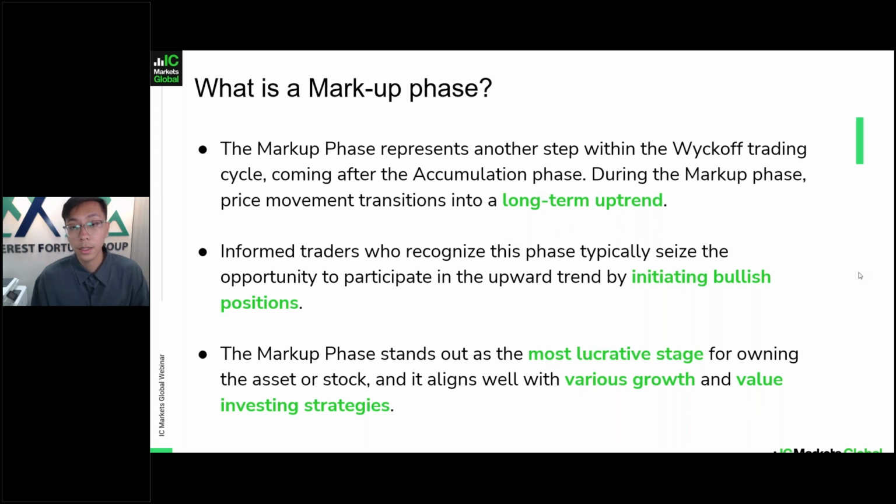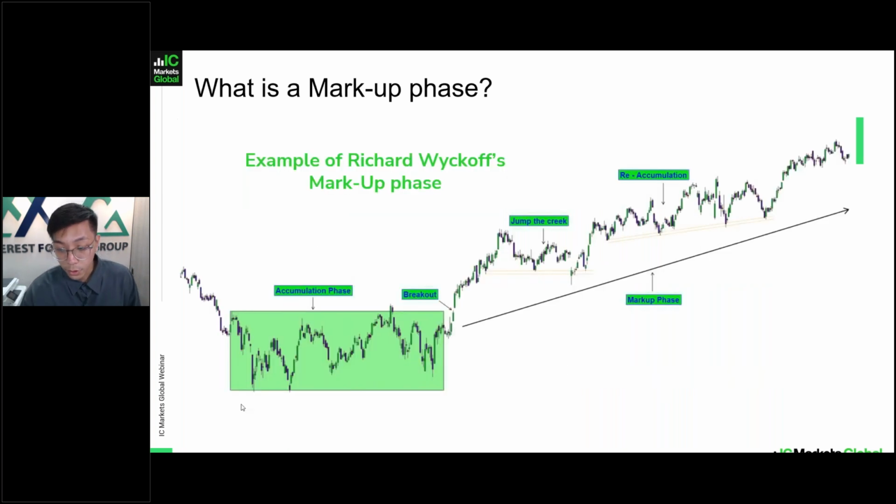So this is an example of a markup phase whereby you have your accumulation. So the breakout, people enter on the breakout, then you have your markup phase right here. Okay, then you can see this is called jump the creek, meaning that after the push upwards and then rally down, this is your pullback. So you draw a demand zone right here, and then the push upwards is your jump the creek.